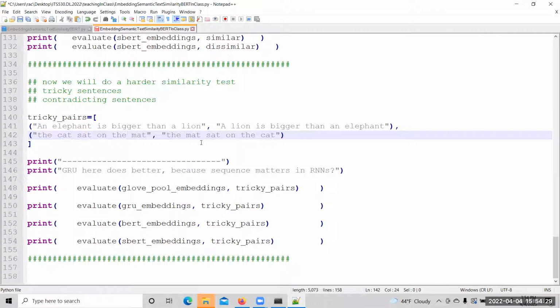So look here, for instance, we have a couple of samples of tricky, contradicting sentences. So for instance, an elephant is bigger than a lion. A lion is bigger than an elephant. You can see how they are tricky, right? They're not really similar. Or the cat sat on the mat, the mat sat on the cat. Do you get the basic idea there? So we're gonna measure the similarities just to see which one does better. So let's go ahead and run this.